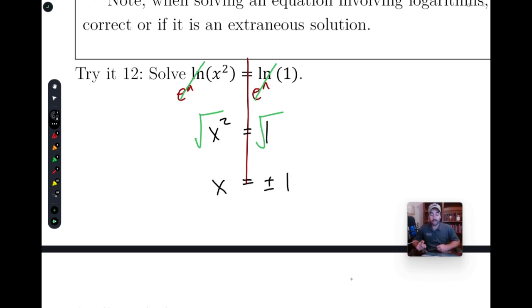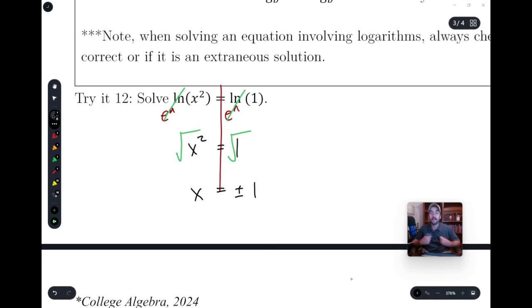And now we should be careful. We need to check and see if there's any extraneous solutions. We need to check and see if those both work because we introduced the square root. Anytime we introduce a square root, we have to check our work because we resulted in 2 solutions and we need them both to work.